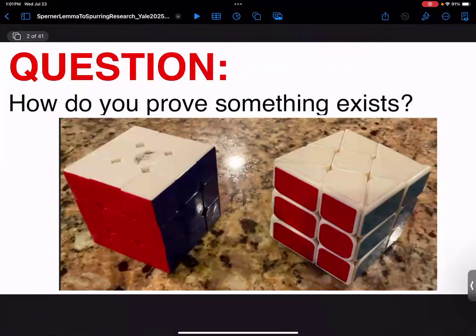So one of the big questions that you have to grapple with is, how do you prove something exists? So what kind of strategies can you come up with to show that something exists? And so I know we have a couple of cubers in the audience. Somebody I think has a slightly better colored cube than this one. I've got pictures of them here.